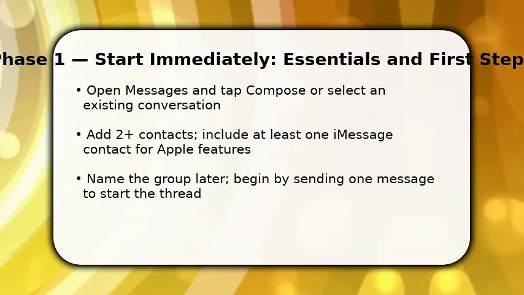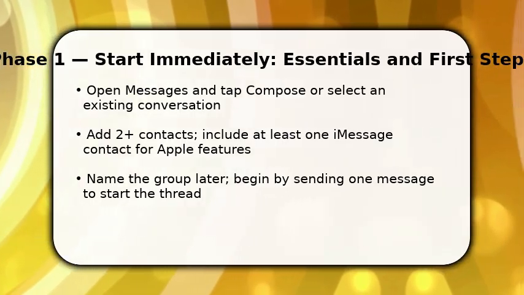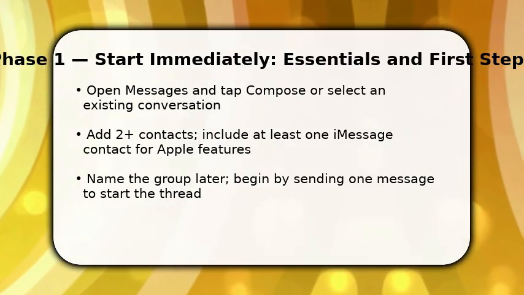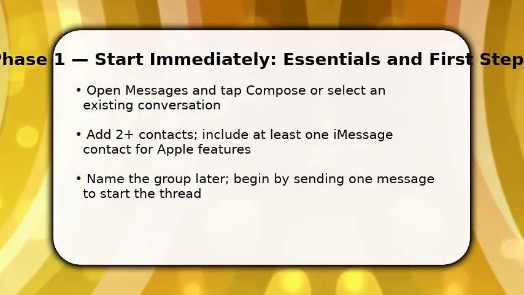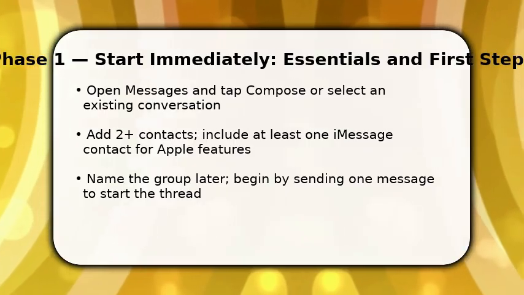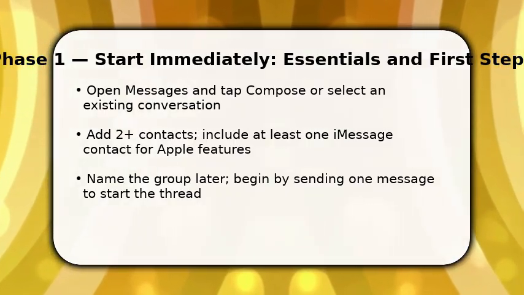Once the people are listed, send a single message to create the group thread. Make sure to use the blue bubble contacts for full functionality. If anyone appears green, they may be on SMS and limit features. Now move on to manage settings and options.